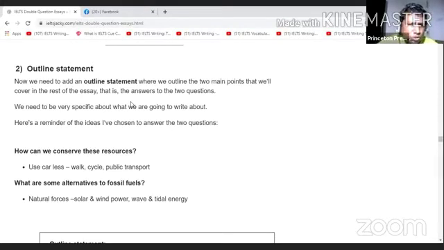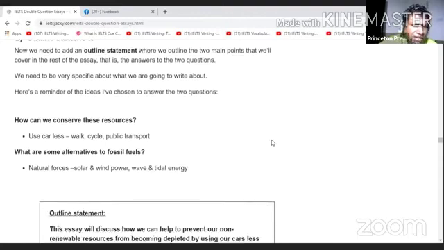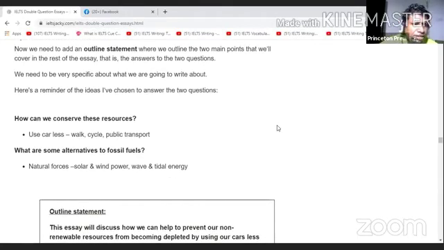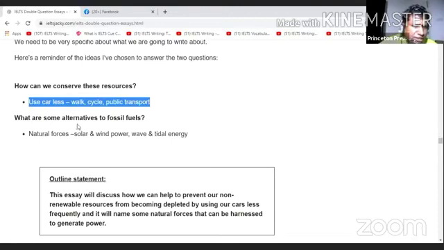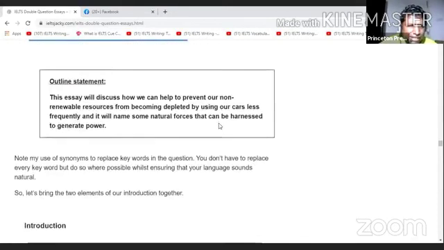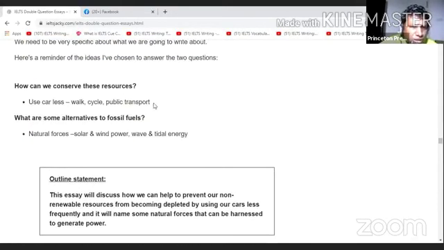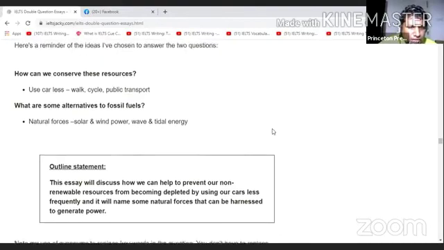That is the answer to the 2 questions. We need to be very specific about what we are going to write about. Here is a reminder of the ideas I have chosen to answer the 2 questions. How can we conserve these resources? Use cars less. I have already selected that. What are the alternatives? Natural forces. Now let's see, we'll show them in the introduction that I'm going to talk about this and I'm going to talk about this. I'll cover both here.